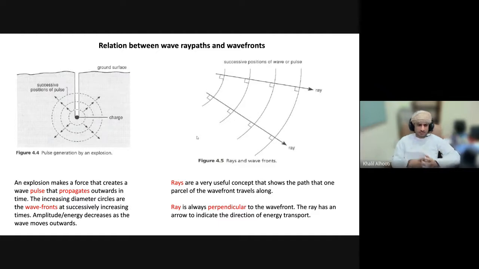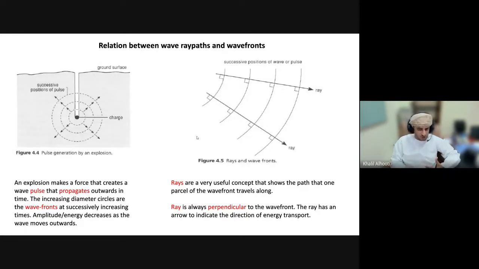In case the Earth is homogeneous, made of only one velocity, we expect that the wavefront will propagate spherically in all directions in 3D, or three-dimensional fashion. And they will be propagating with the same speed. And the wavefront will be at the same distance from the initiation, from the source point. The reason is that the velocity is the same.